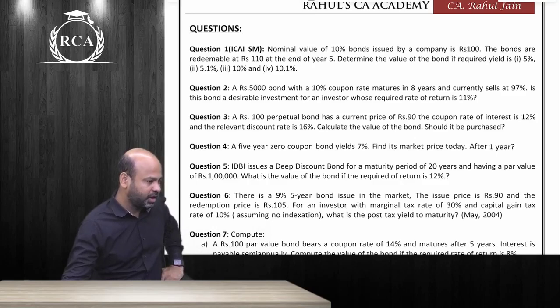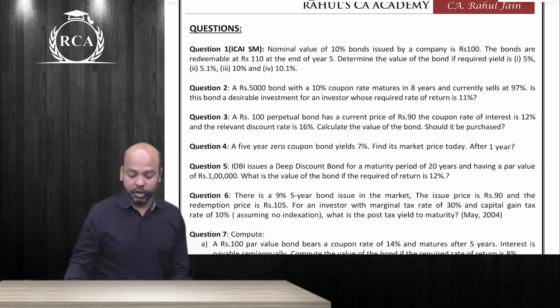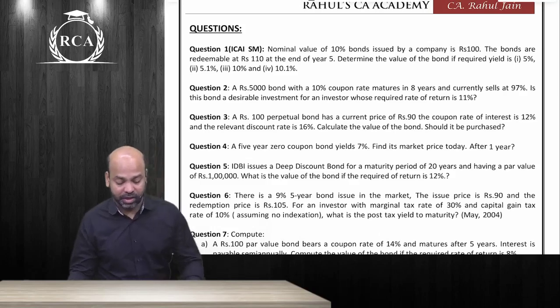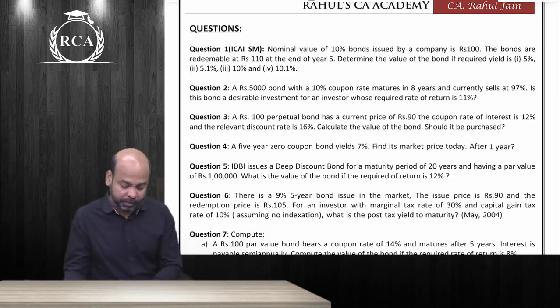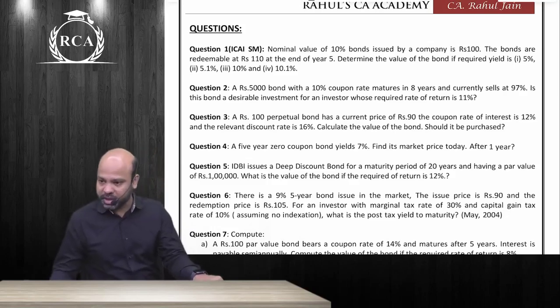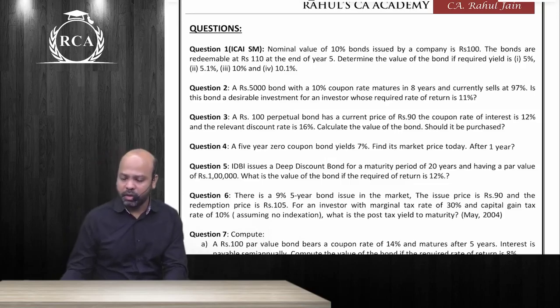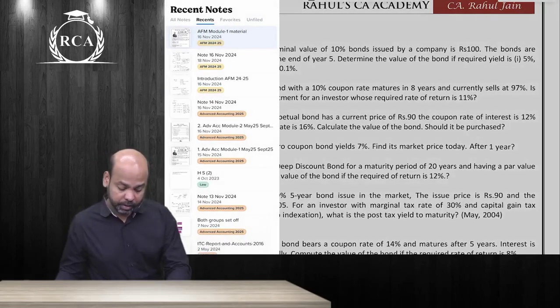अगर ये 110 नहीं देता, by default, what will be the redemption value? 100 rupees face value. But here it is specified better that the redemption value is 110 rupees. You're required to determine the value of the bond in 4 cases. What if the yield is 5%, 5.1%, 10% and 10.1%? You have to just discount all the cash flows as such at these 4 different rates to arrive at the value of the bond. All right? Pretty simple, right?